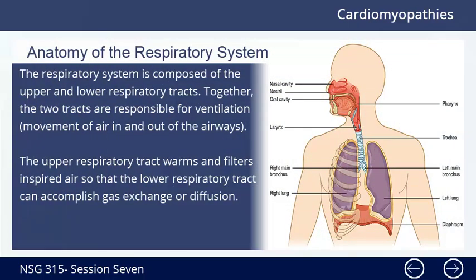Anatomy of the respiratory system. The respiratory system is composed of the upper and lower respiratory tract. Together, the two tracts are responsible for ventilation, that is, movement of air in and out of the airway. The upper respiratory tract warms and filters inspired air so that the lower respiratory tract can accomplish gas exchange or diffusion.